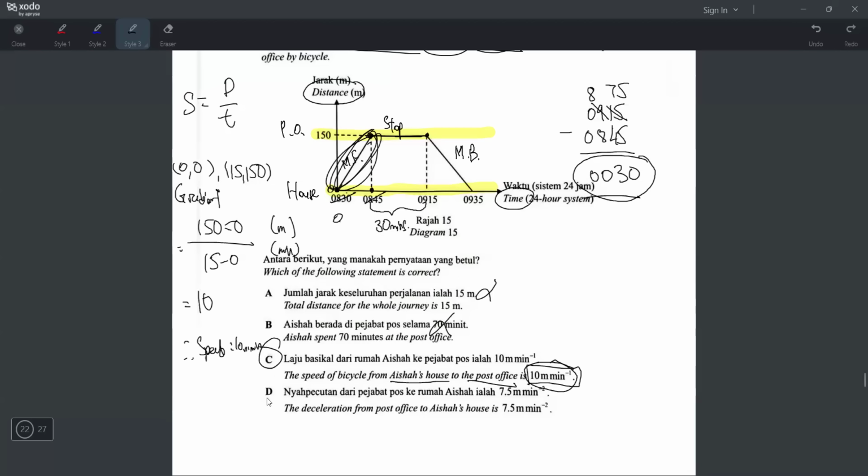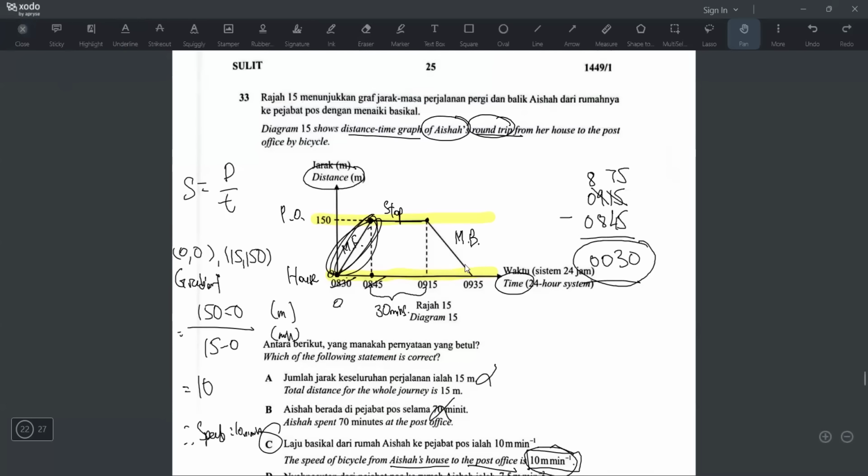Okay, D, the deceleration. No lah. I read this word also, I know it's wrong already because for a distance time graph, you can't find the acceleration or the deceleration. Acceleration, deceleration, you can only find it on STG, speed time graph. Only in the speed time graph you boleh cari pecutan ataupun nyahpecutan. So this one, deceleration 7.5 meter per minute square, there is no way for me to prove to you because it's not possible to find acceleration from the distance time graph. Distance time graph hanya boleh cari speed ataupun cari distance saja.